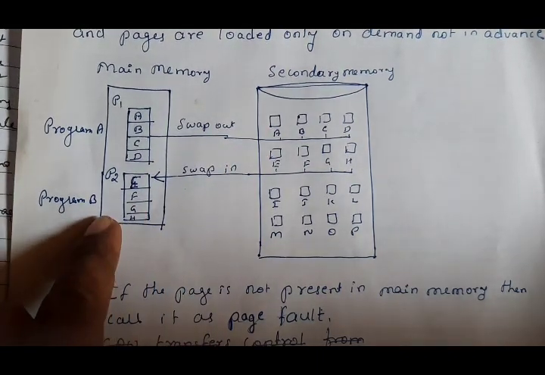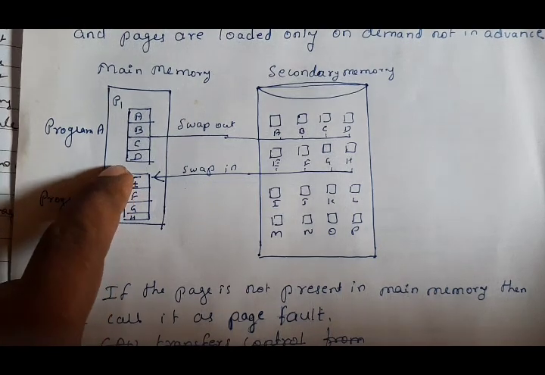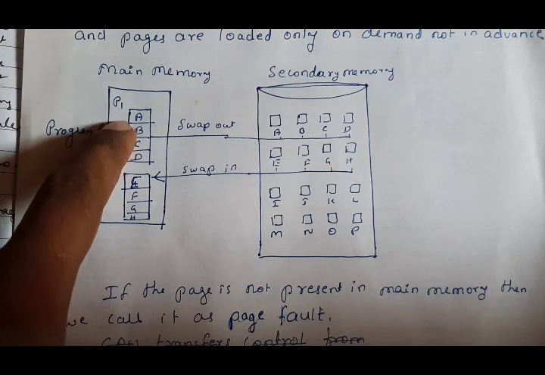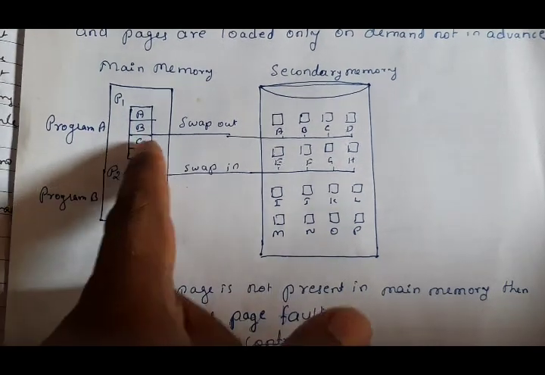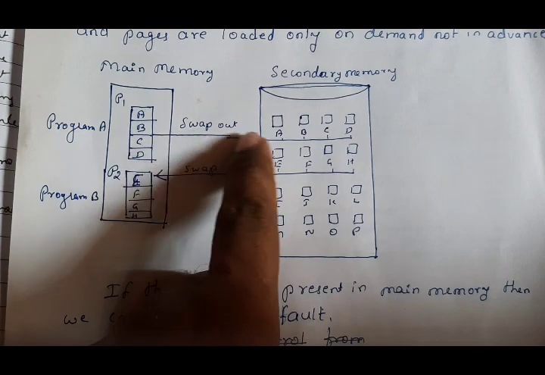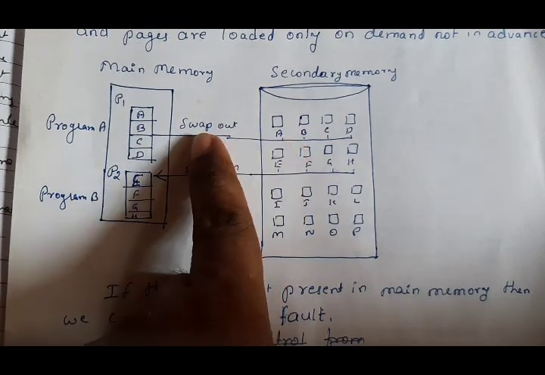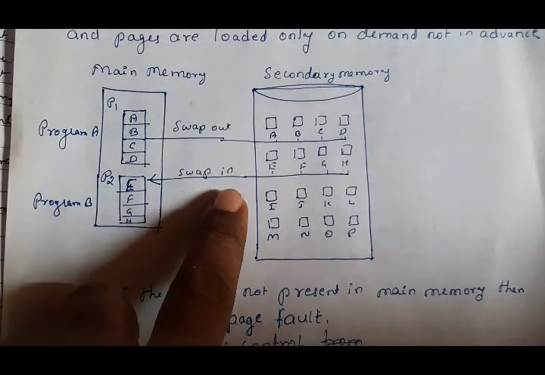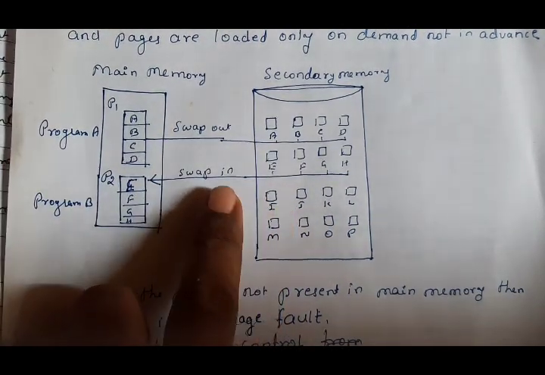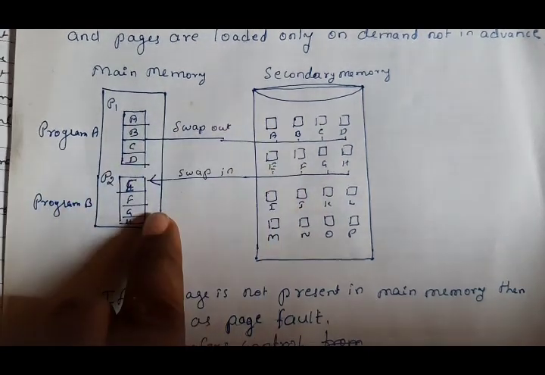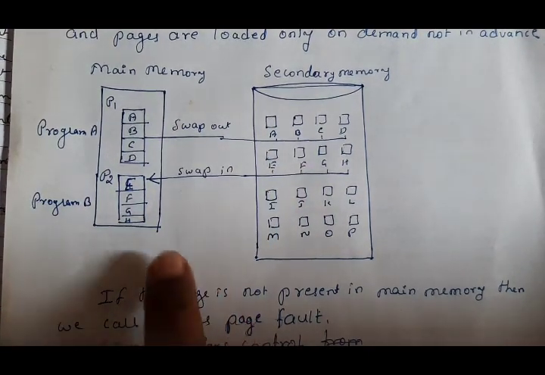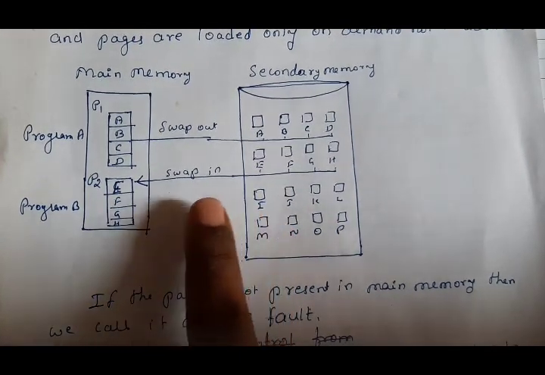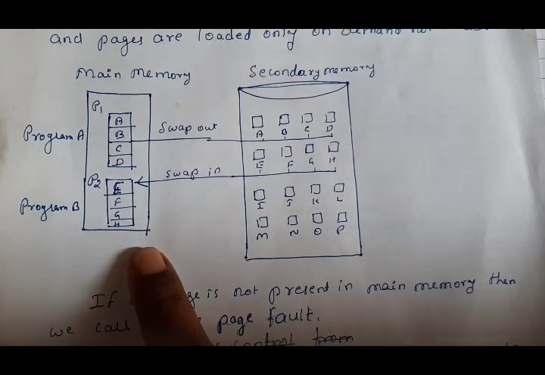Then suppose the CPU doesn't want this process, the CPU doesn't want A, B, C, D. Then you transfer them to secondary memory. Transferring from main memory to secondary memory is called swap out. If it is not necessary, then swap out. If the CPU demands pages, that is called swap in. Swap out means transferring pages from main memory to secondary memory. What is swap in? Transferring from secondary memory to main memory.